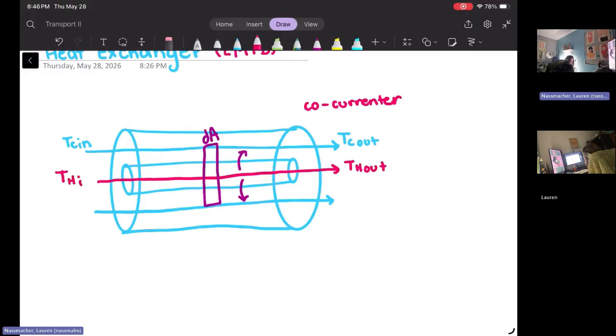Now, for a countercurrent heat exchanger, it just goes the opposite way. It just moves in the opposite direction. So, yeah, that's heat exchangers for you.